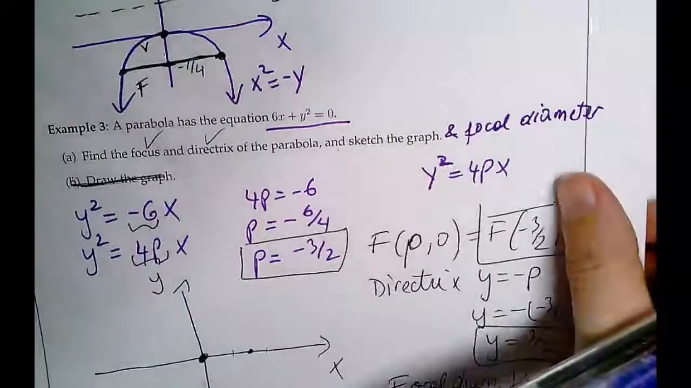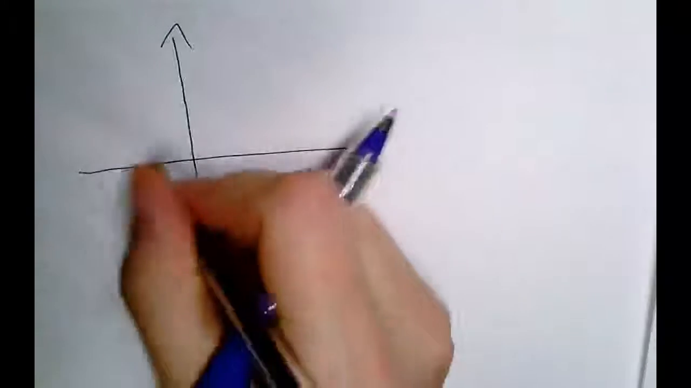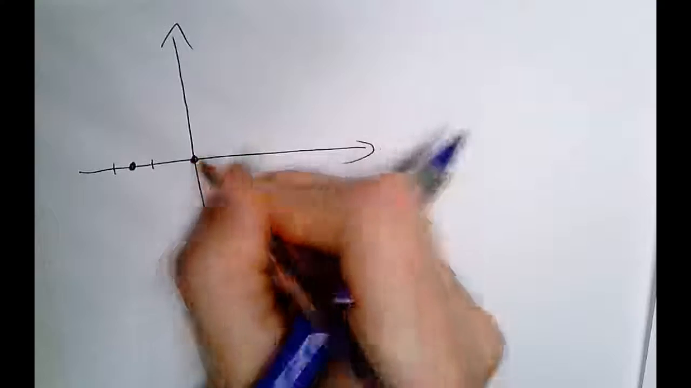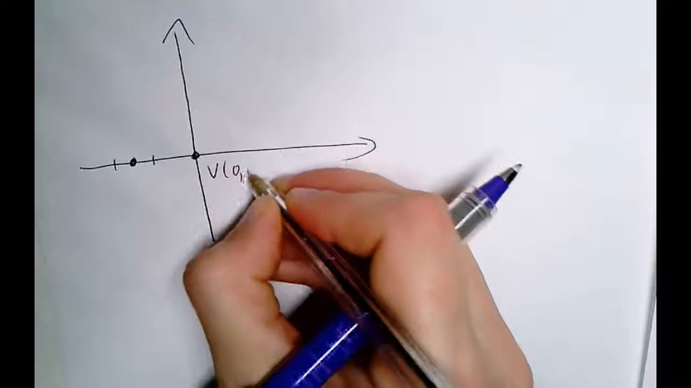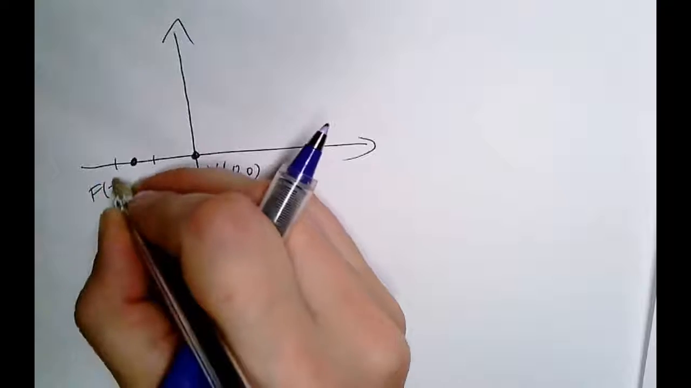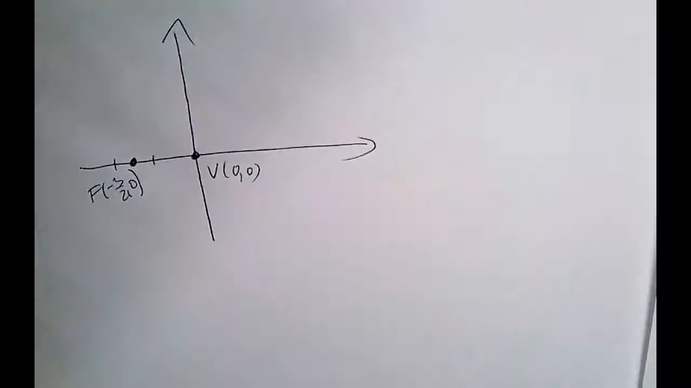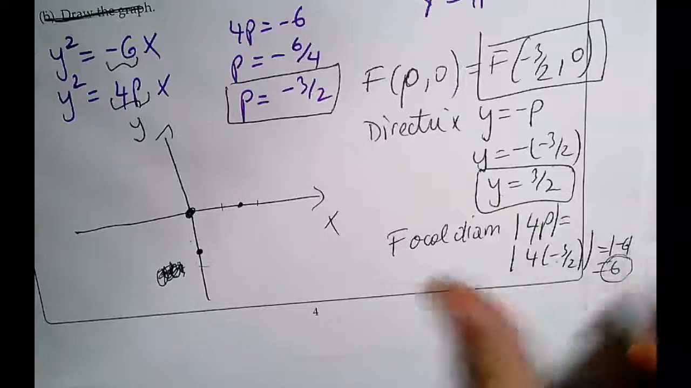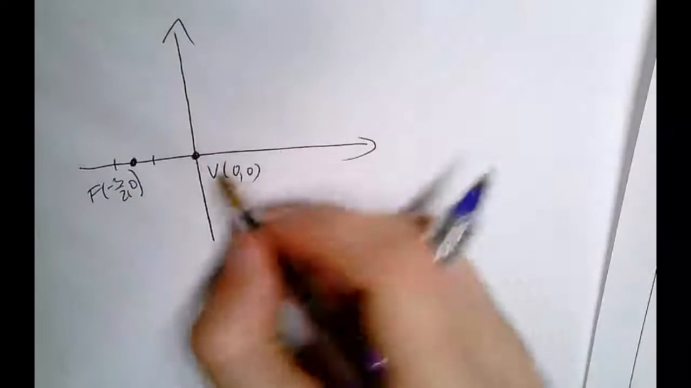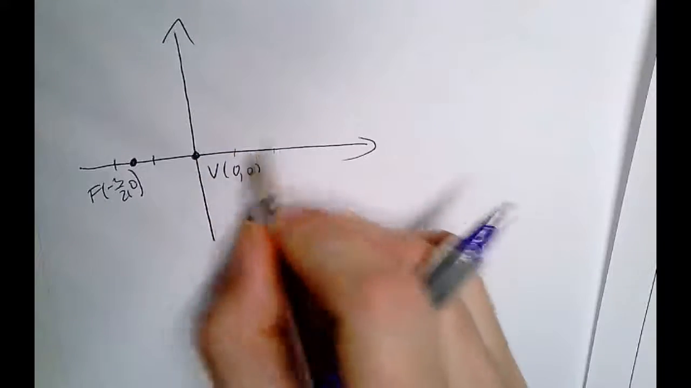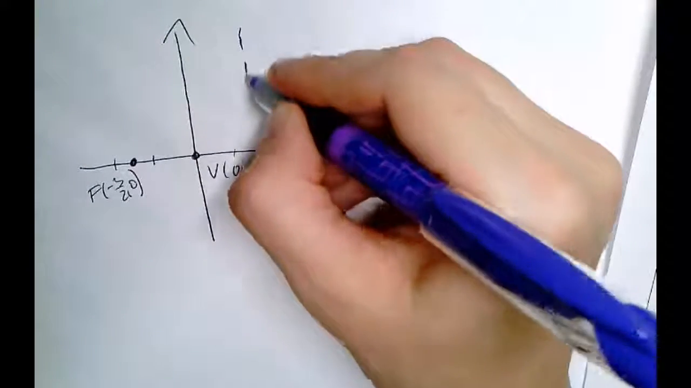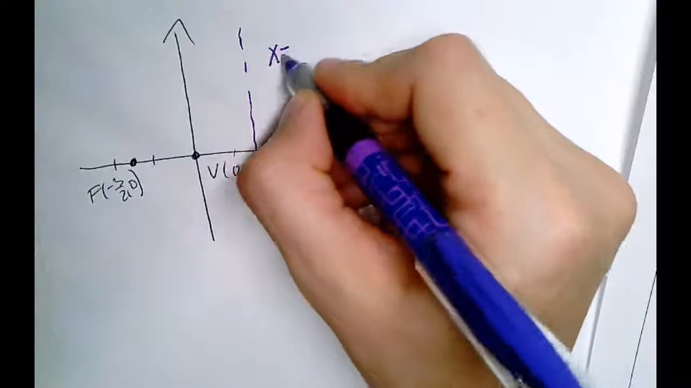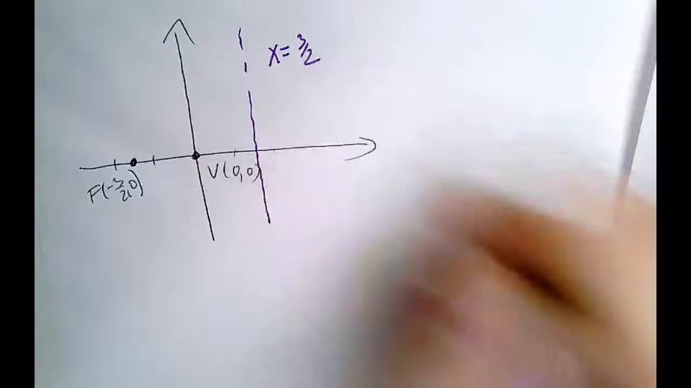So focus is negative 3/2, 0. So negative 1, negative 2, so negative 3/2, 0. That's the focus. That's the vertex, 0, 0. And then we have that the directrix is x equals 3/2. So it's going to be 1, 2, 3/2 right here. So the directrix now is a vertical line, and we know that the equation of a vertical line is x equals something.